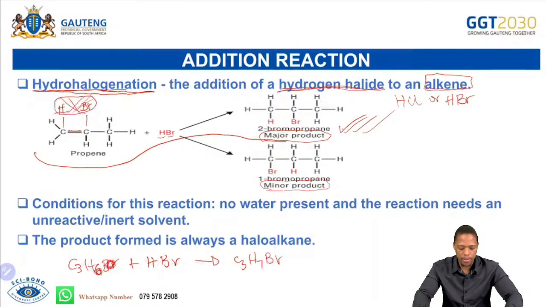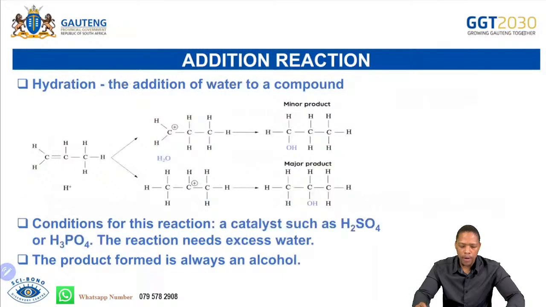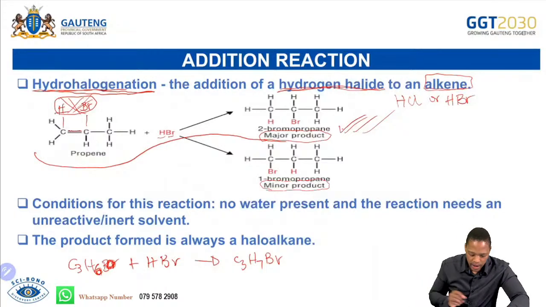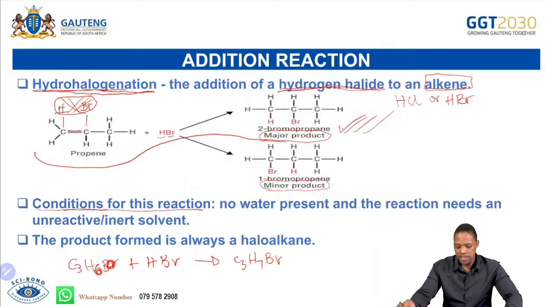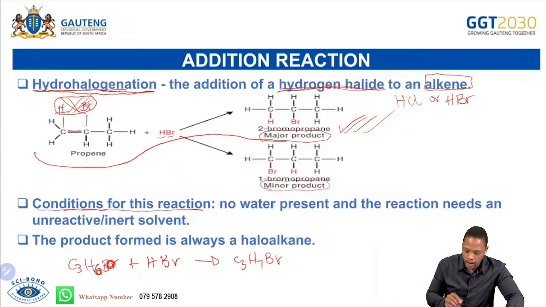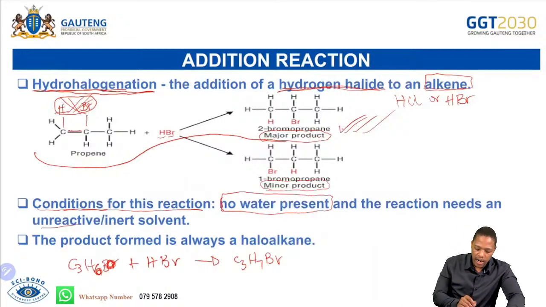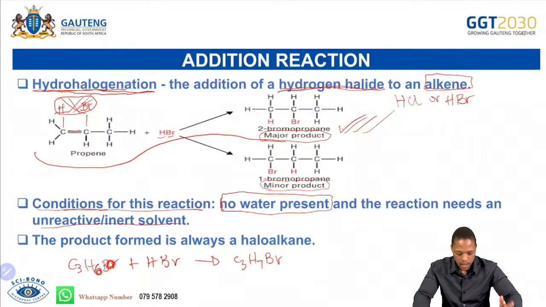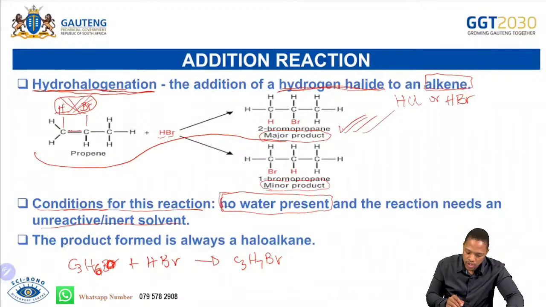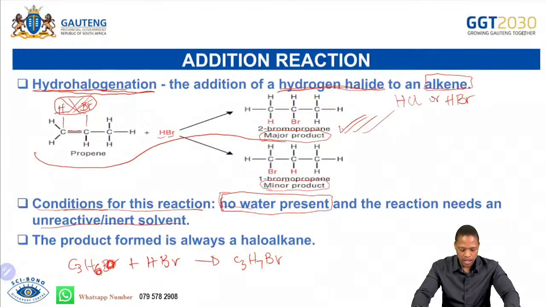That would be the third type. Now we are talking major product and minor product in hydrohalogenation. Let's look at the fourth type. But before we do, we forgot to say every reaction has conditions. What are the conditions for this reaction? For this reaction to occur, make sure that there is no water present. And again, this reaction needs an unreactive or inert solvent, like the previous one. But they must make sure that there is no water present. Then this reaction is going to proceed.